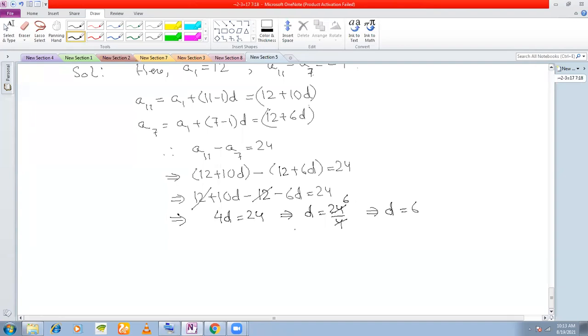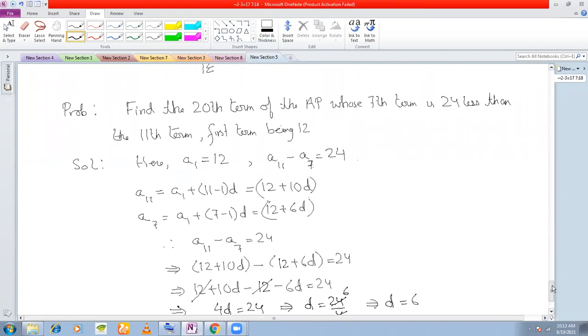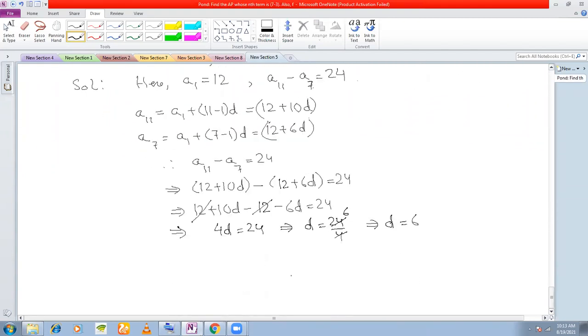Okay, so you know the first term and the common difference. What do you have to find out? You have to find out the 20th term of the AP. That means you need to find out A20. Hence, A20 is equal to A1 plus 19 minus 1 into D. 20 minus 1, sorry.